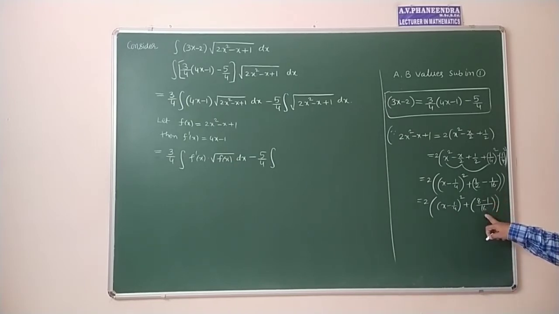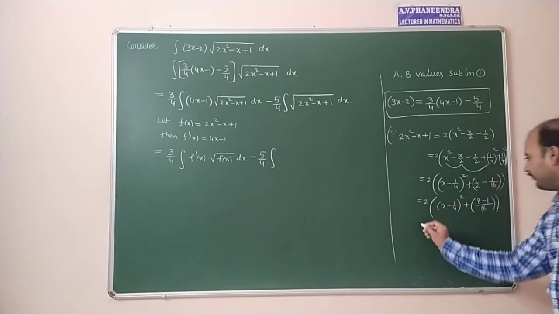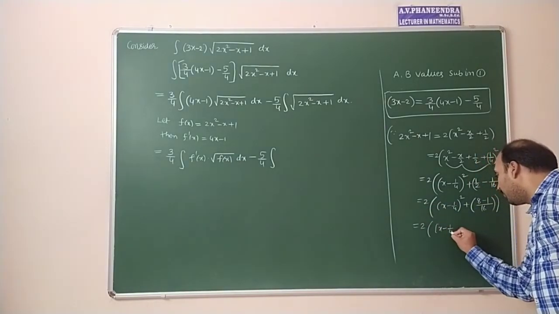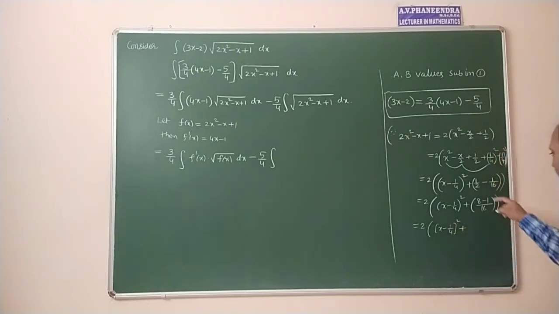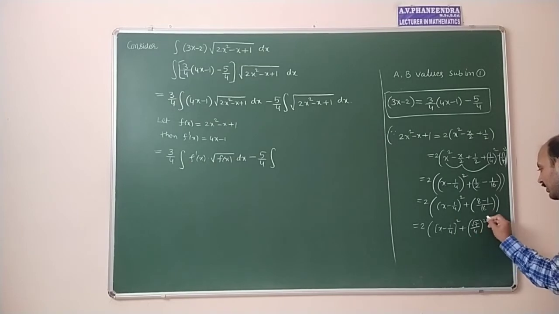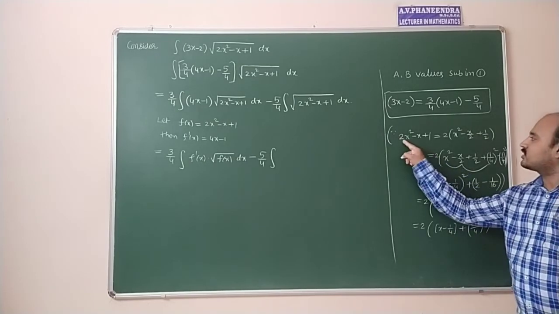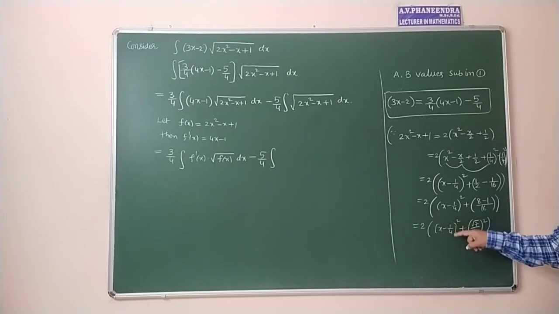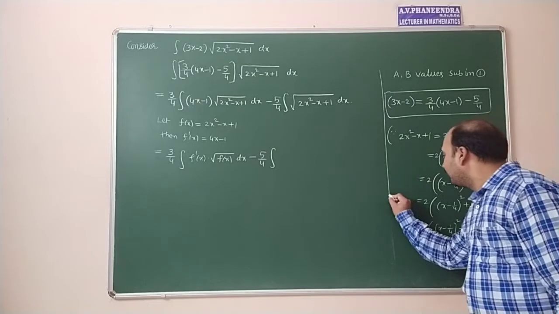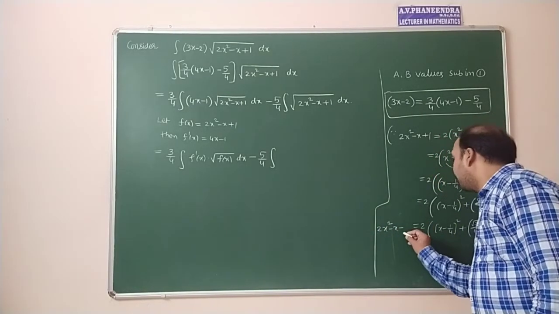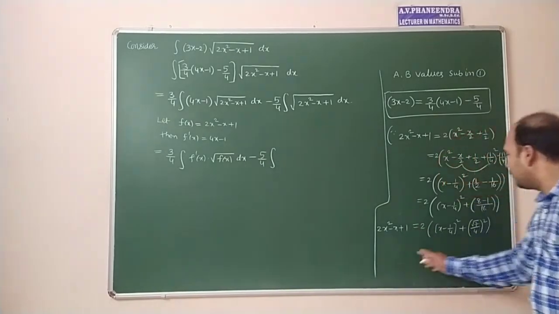7 by 16 can be written as root 7 by 4 whole square, which is equal to 2 into x minus 1 by 4 whole square plus root 7 by 4 whole square. I am writing in this form. So wherever 2x square minus x plus 1 is there, we have to replace it with 2 into x minus 1 by 4 whole square plus root 7 by 4 whole square. This is the value of 2x square minus x plus 1. Sometimes we need only this value.